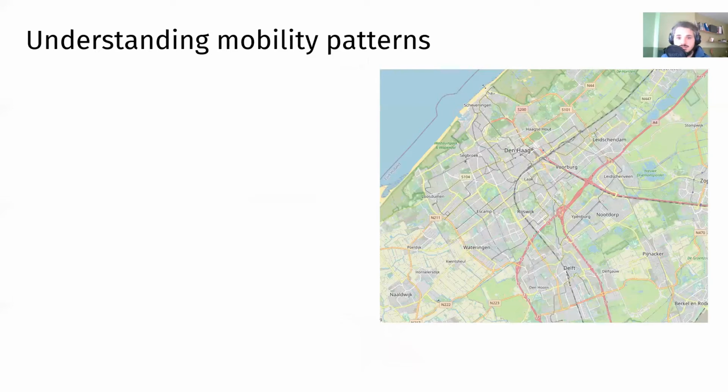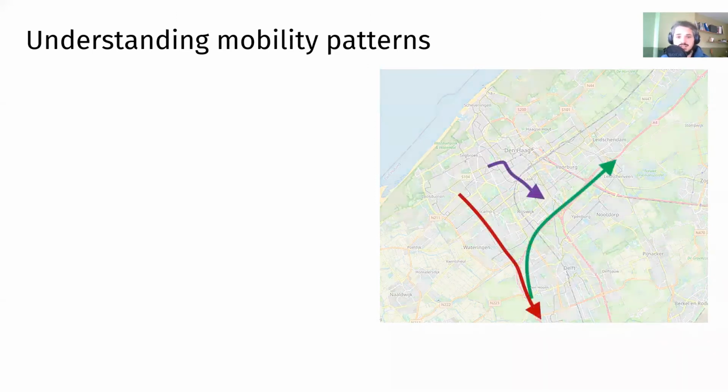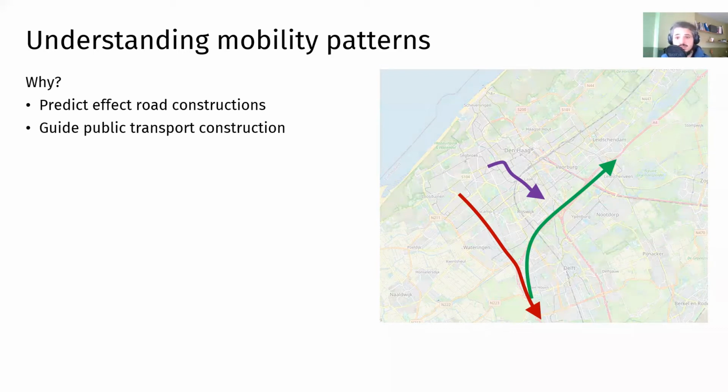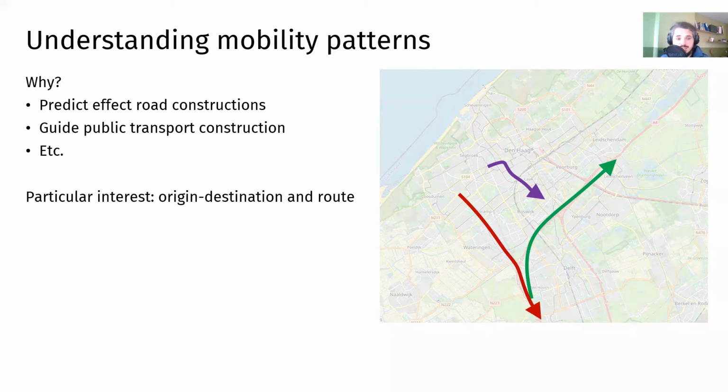So our results concern understanding mobility patterns. Suppose I have this city here, and I am interested in the major traffic flows through this road network, so where people went through this city. And why would we want to know this? Well, we, for instance, can predict the effects of road constructions. We can guide public transport construction, and then there are myriad other possibilities for using this data. And we're particularly interested in origin, destination, and the routes essentially that people took through the network.